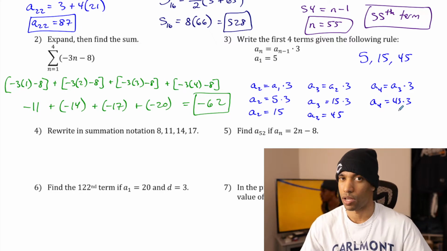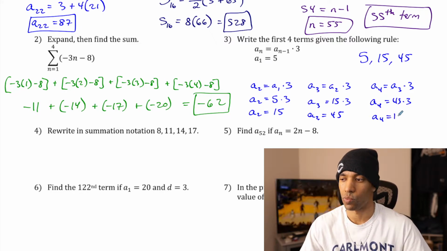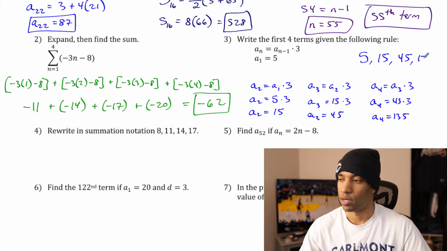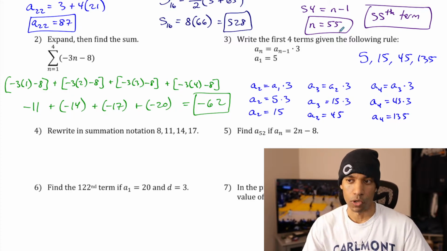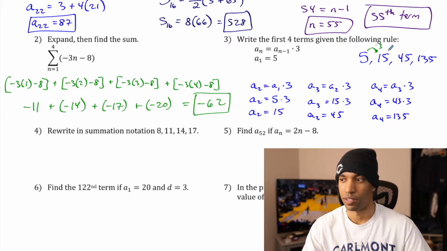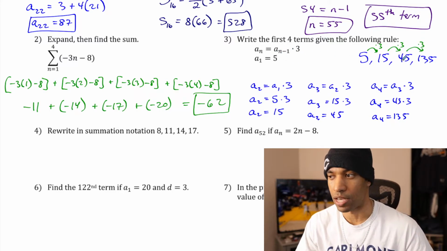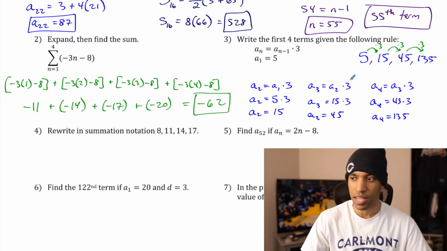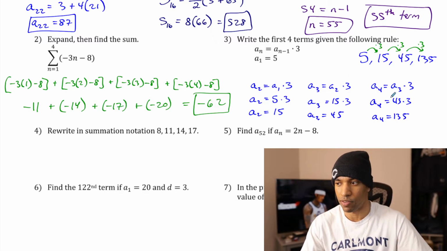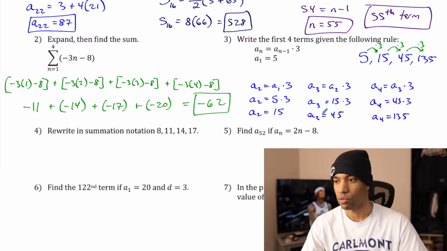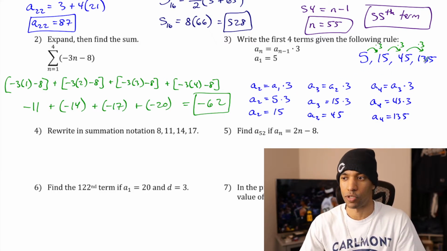45 times 3, which is 135. A sub 4 is 135. So, 135. But what I would actually do is say, what's 5 times 3? What's 15 times 3? What's 45 times 3? But if you don't know how the rule does that really fast, you could plug those things in, and that's what happens. It's a substitution of the previous value, multiply it by 3, and you work it out. But that's the first 4 terms given the rule.